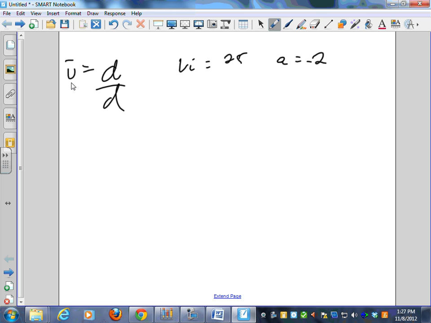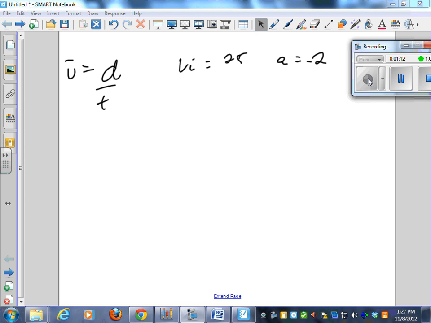And the only way to get average velocity, this should be D over T, shouldn't it? The only way to get average velocity is either D over T or VI plus VF over 2. And I need the average velocity before I can get the distance. So in other words, I need to find the VF first. I need to find his final velocity.